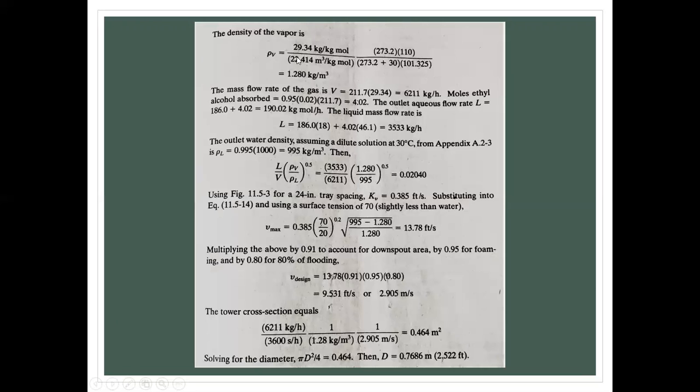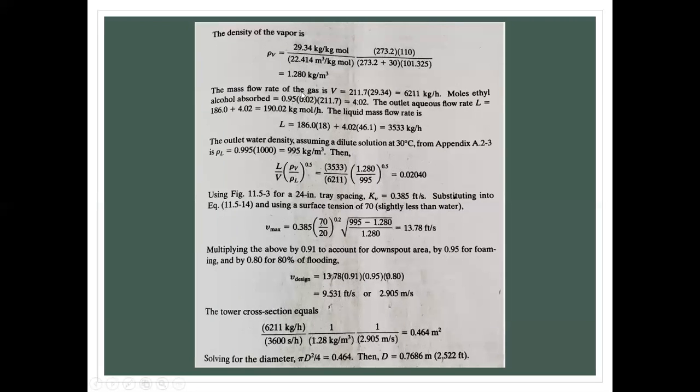Then we also determine the density of the vapor. So again, PM over RT. You may use the appropriate universal gas constant in order to get the density. In this case, the density is 1.280 kilogram per cubic meter.